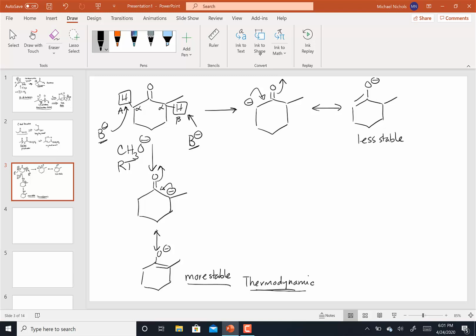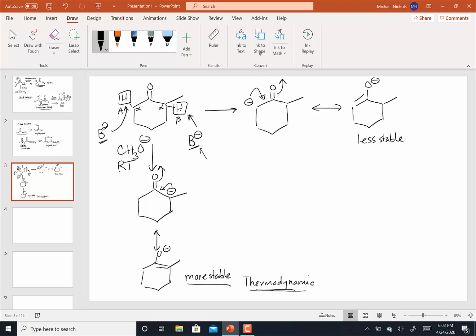So we're taking into account all the factors we talked about before with 1,2 and 1,4 addition by simply saying, okay, we're going to use a small base so it can deprotonate either hydrogen, and let's use a high temperature as opposed to a low temperature, where we're under thermodynamic conditions and not a kinetic product that is the one that's formed first. So this would be our thermodynamic product, and I would use a small base at room temperature. Now, if I wanted to form the other product, what should I use?